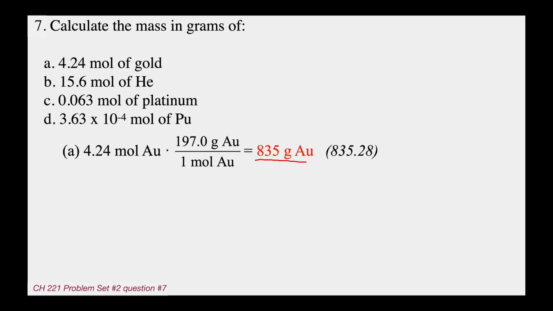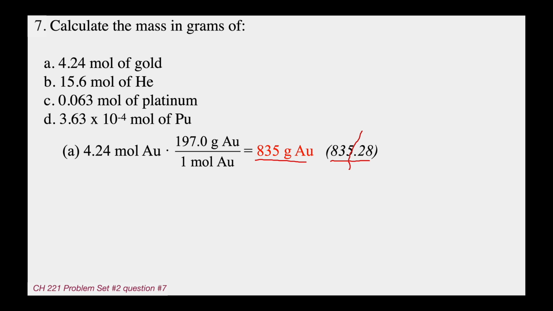Regardless, in the calculator, I had 835.28. The way I did it, I rounded to 3 sig figs. That means I'm cutting it off after the 3 sig fig, after the 5. 2 is between 0 and 4, so I don't do anything. 835 grams of gold. Cool.